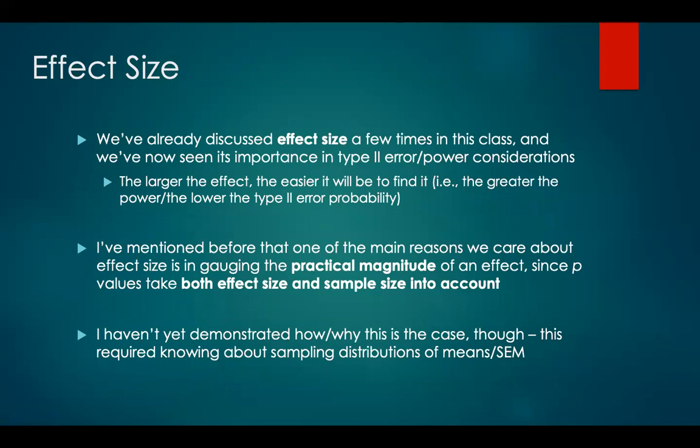So we've already discussed effect size a few times in this class, and we've now seen its importance in type 2 error and power considerations. Now, the larger the effect, the easier it will be to find it. The greater the power, the lower the type 2 error probability. Now, I've mentioned before that one of the main reasons we care about effect size is gauging the practical magnitude of effect, since p-values take both effect size and sample size into account. But I haven't yet demonstrated how and why this is the case.